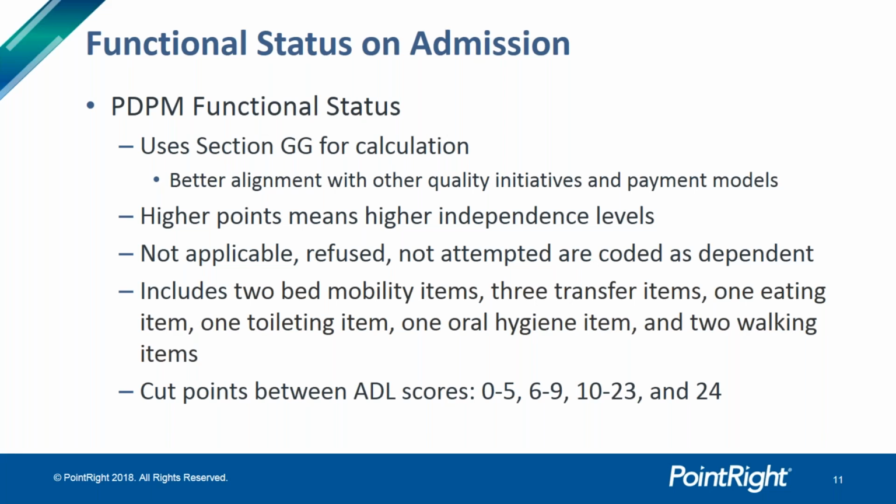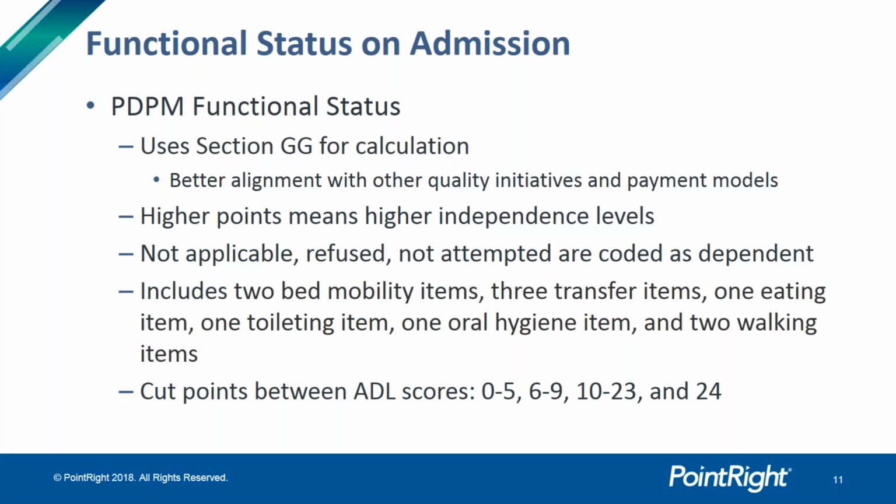Unlike Section G, when we start to look at higher points here, it means that the higher the points, the higher the independence level. So Section GG is looking at including the higher points for the independence levels. And if it's not deemed to be non-applicable or the resident refused or is not attempted, they're coded as dependent, which is a little bit of a pickup for us. Unlike the rule of three, this will help us because it does code them as more dependent.